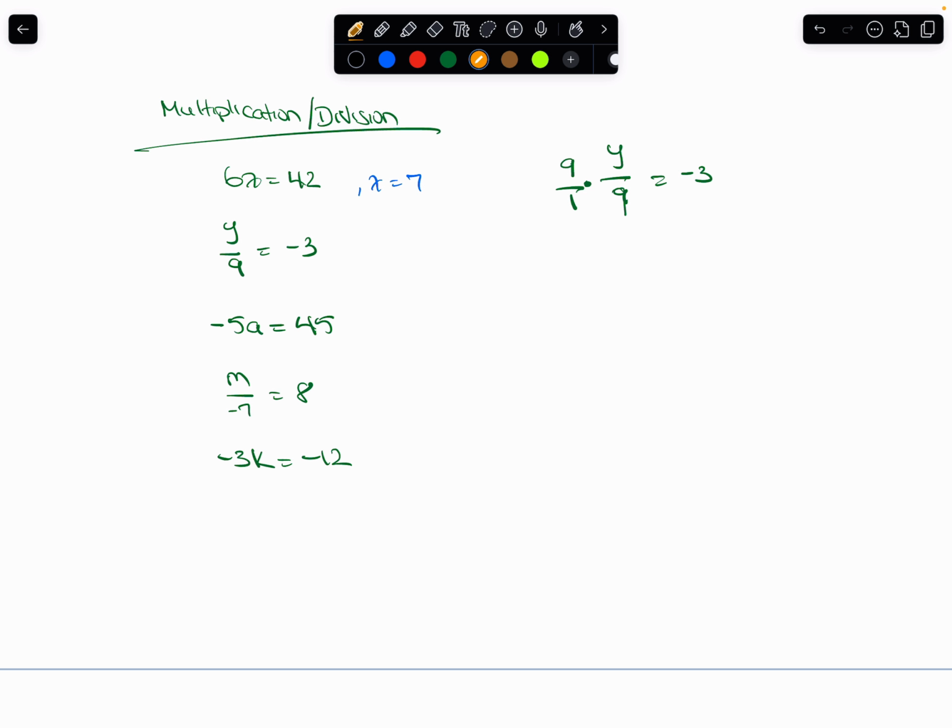Whatever we do to one side, we must also do to the other side. Do it in the same color, 9 over 1. The dot represents multiplication. That's another way we can represent multiplication, so don't get confused. 9 on top and 9 on the bottom cancels out. You're left with 1 over 1, or 1 times y. Same thing as we said before, it's 1y. We don't have to write 1y, we can just leave it as y.